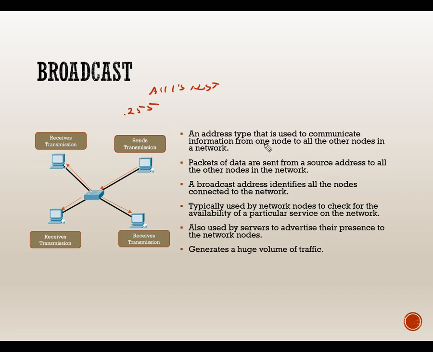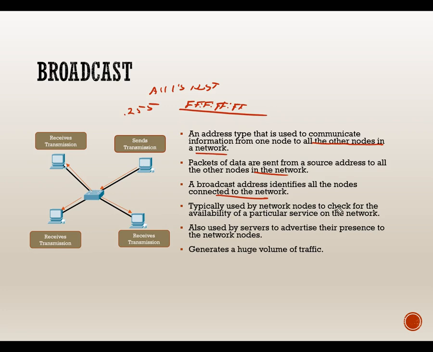It's used to communicate information from one node to all other nodes in a network. Packets of data are sent from the source to all the other nodes. Broadcast address identifies all the nodes connected to the network. And when we do this, the 255 in the switch is going to create an FF, 1, 2, 3, 4, FF, and all Fs, and that is a MAC broadcast address, all Fs.